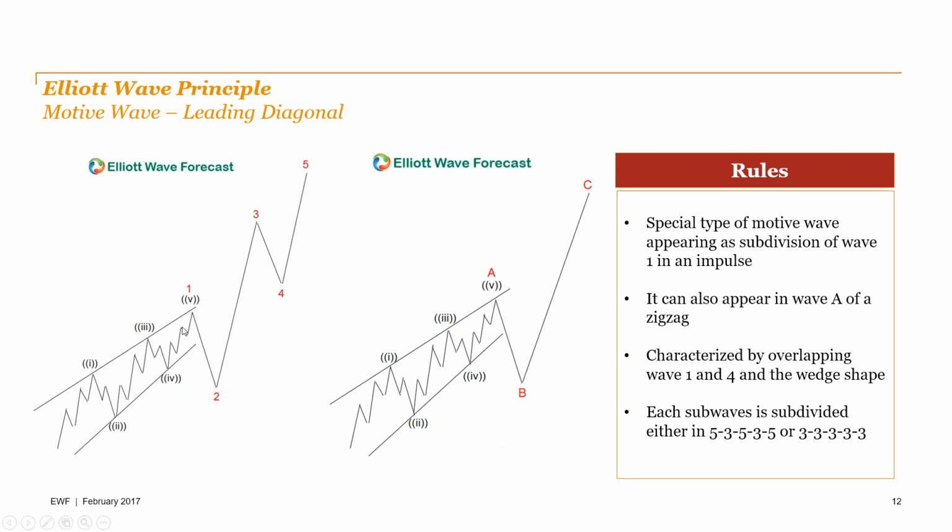Leading diagonal is in the beginning of the move. In a 5 waves move, you see a 5 waves subdivision, but then instead of an impulse, you notice here how it is looking like a wedge, and then the subdivision here can be a 5, 3, 5, 3, 5 like this example, or it can be a 3, 3, 3, 3, 3. So this could be 3 waves, 3 waves, 3 waves, 3 waves, and so that's what we call leading diagonal.